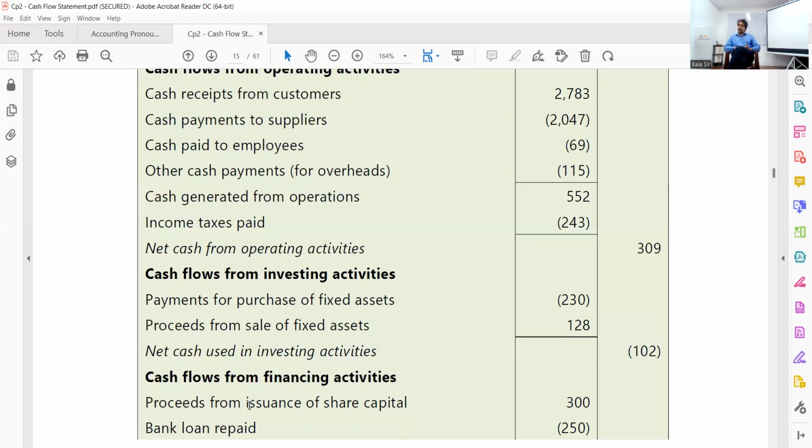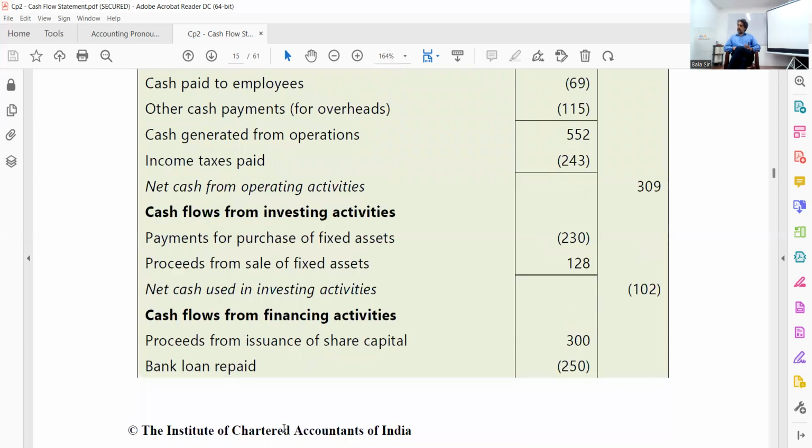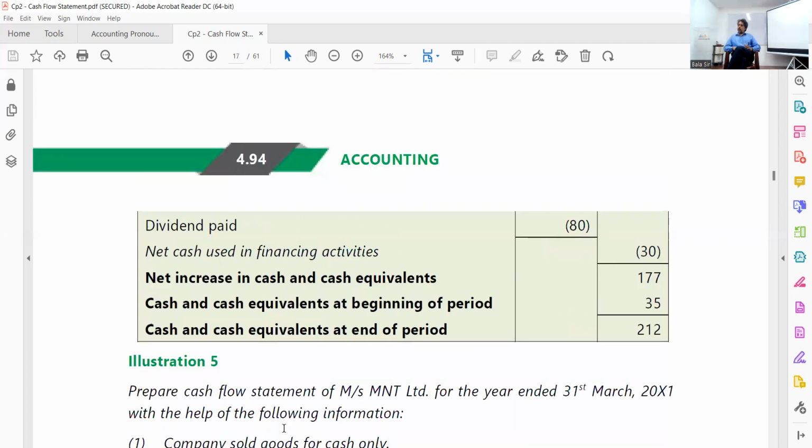Next, cash flows from financing activity. Under that, proceeds from issuance of share capital. You can simply write issue of shares, no issues at all. How much? 300 positive inflow. Then bank loan repaid, 250 outflow in brackets. Then dividend paid, 80 outflow. Net 30, that is 30 negative, right? Again, net cash used in financing activity.